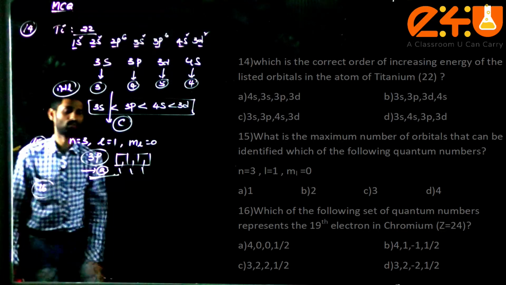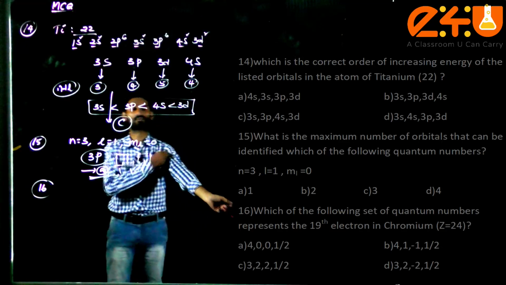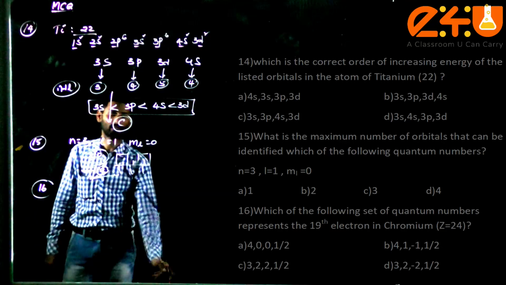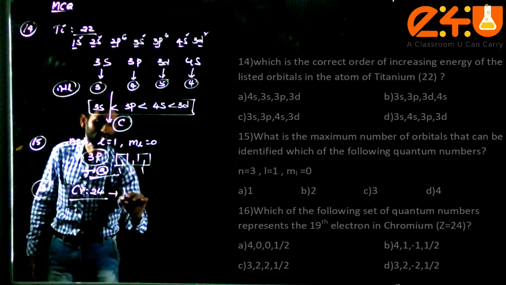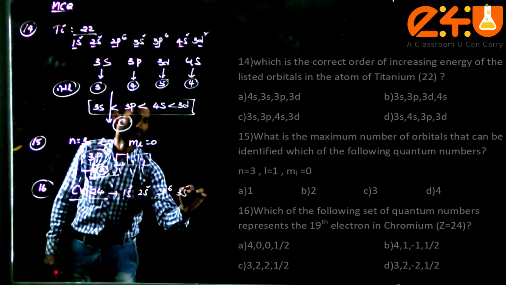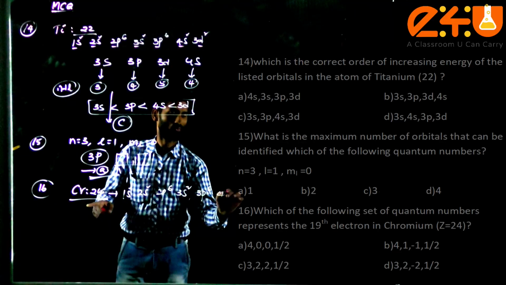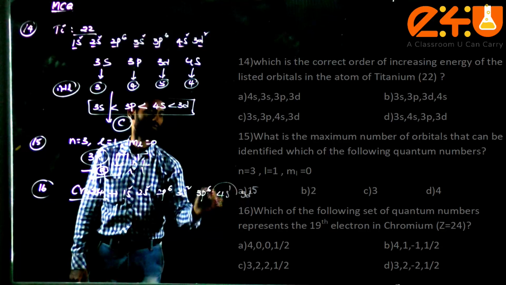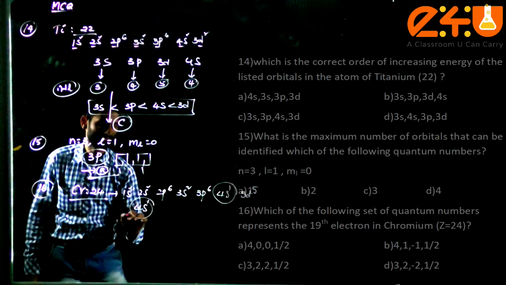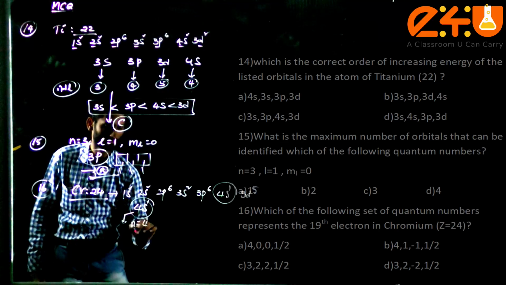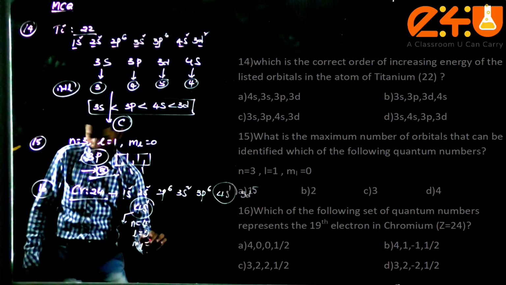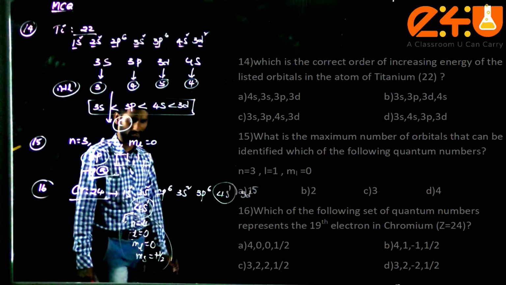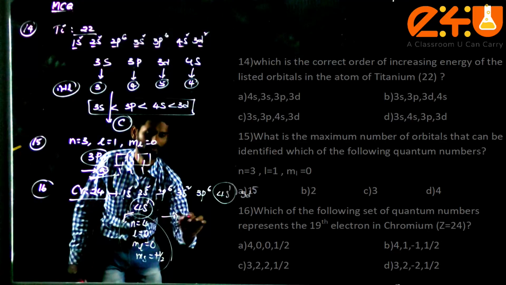Next, the 16th question. Which of the following sets of quantum numbers represents the 19th electron in chromium? Z is equal to 24. Chromium's atomic number is 24, configuration 1s2, 2s2, 2p6, 3s2, 3p6, 4s1 and 3d5. The 19th electron is in 4s1. They are asking for the quantum numbers: n is equal to 4, l value for s orbital is 0, ml is equal to 0, ms is either plus half or minus half. So 4, 0, 0, plus half, that is option A.